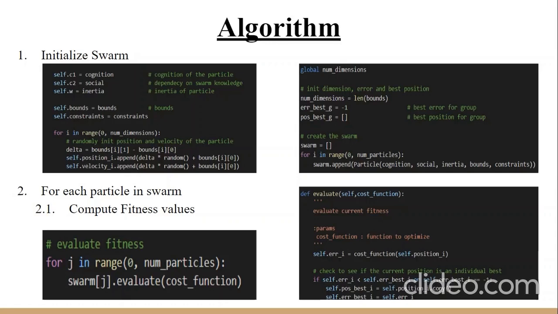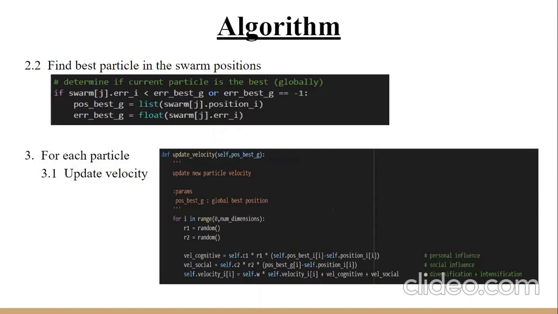Initially, we initialize the position and velocities randomly depending upon the bounds, and then we initialize a swarm with a number of particles, say 30 or 60. Then for each particle in the swarm, we compute its fitness value. How is the fitness value computed? For each particle, we calculate its value for the cost function, the function that we are trying to optimize, and then we see if the error is lesser than its best error. If it is lesser than the best error, then we assign the new error as the best error. Next slide.